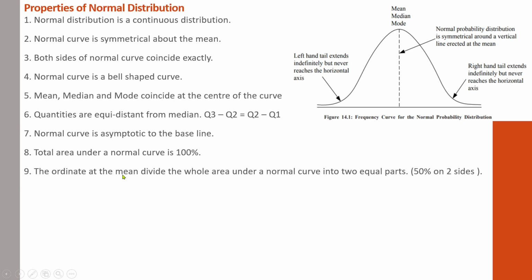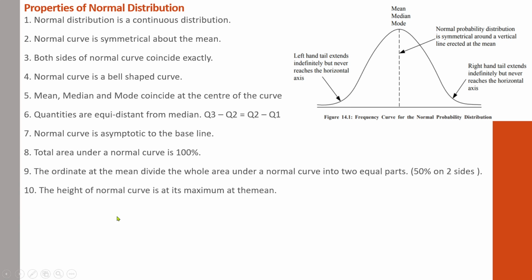The ordinate at the mean divides the whole area under a normal curve into two equal parts, 50% on two sides. We have discussed that. From this point to the right is 50% and from this point to this side is 50%. On a 100% scale, it is known as 50-50%. If it is represented in numerical terms, it is 1: from this one to this one, 0.5, and this one to this one, 0.5.